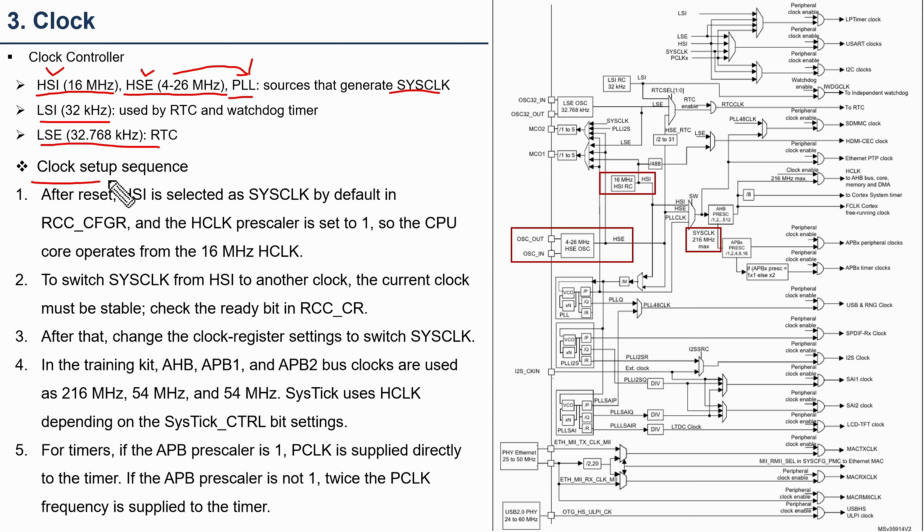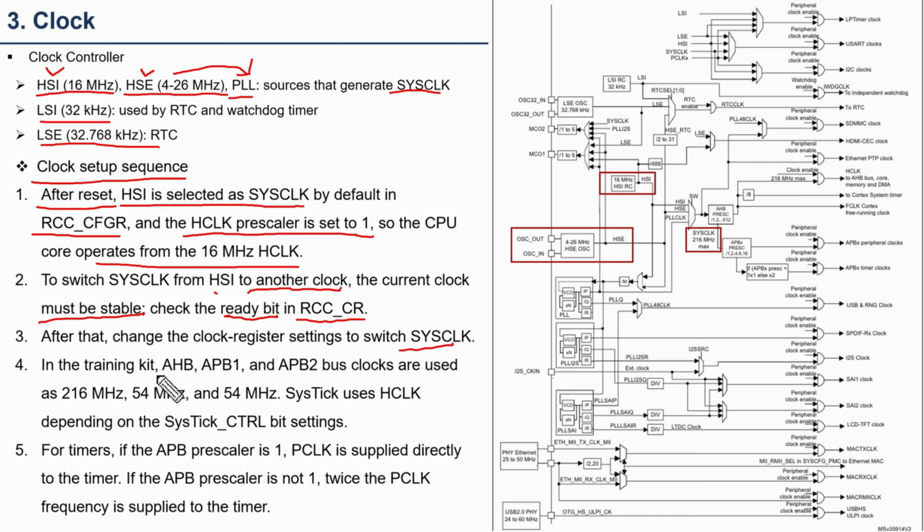Let me go over the clock setup sequence once more. Immediately after the MCU resets, HSI is the default system clock. Next, set the HCLK prescaler in the RCC configuration register to 1. With 16 MHz HSI and an HCLK prescaler of 1, the core runs at 16 MHz. Next, we'll switch from HSI to another clock source. But before we do that, the current clock must be stable. That means checking that the corresponding ready bit in the RCC control register is set to 1. Once we've confirmed that the current clock is stable, we'll switch the system clock.